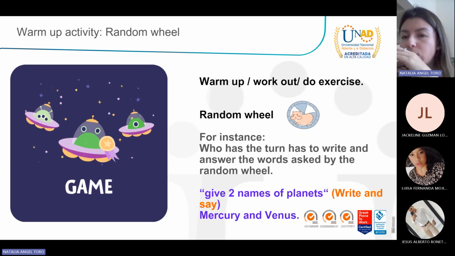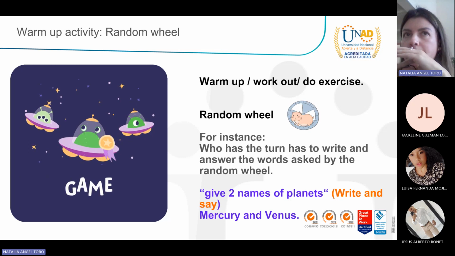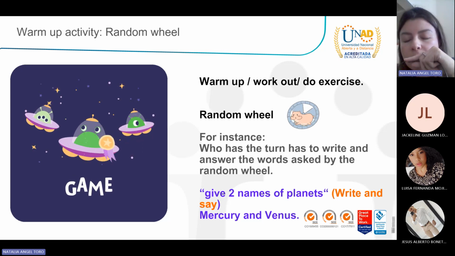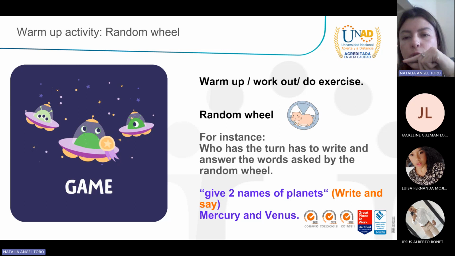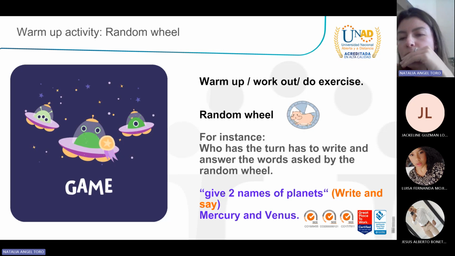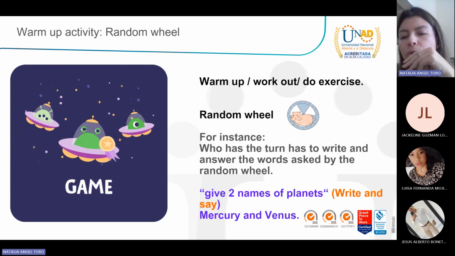The random wheel will show you an instruction, and you have to write the answers on the chat. The idea is to look for words, for vocabulary you have in your mind. The idea is not to look in dictionaries or other kinds of help, just to look in your mind for the vocabulary. It's too easy, to be honest. So just make an effort looking for that.